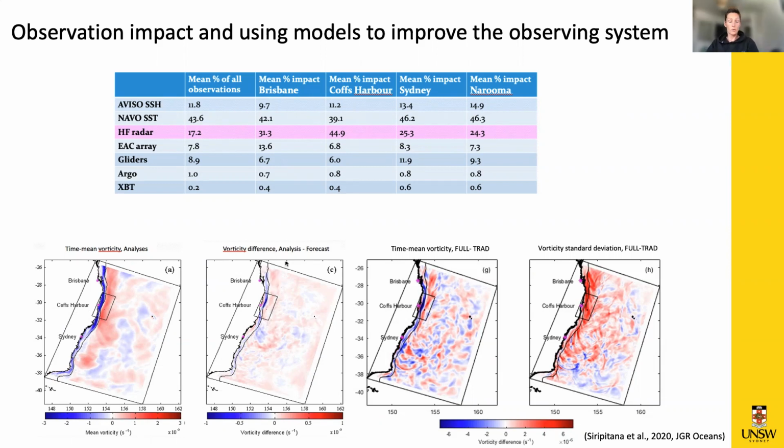This plot here shows the vorticity difference between the analysis and the forecast. We can see that in the analysis, we have increased cyclonic vorticity inshore of the EAC. The difference in vorticity between an assimilation that assimilates the HF radars and assimilates only the traditional observations also shows an increase in cyclonic vorticity inshore of the EAC, as well as an increase in vorticity standard deviation.